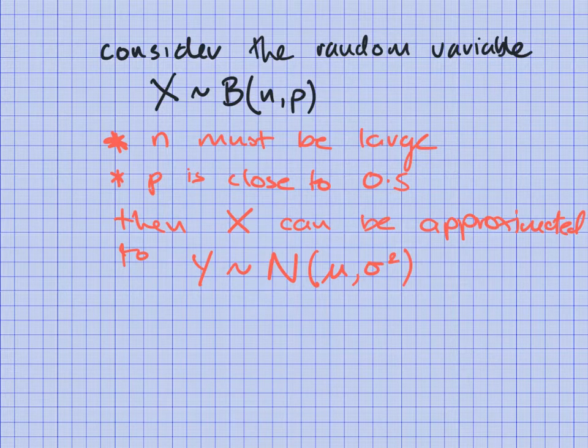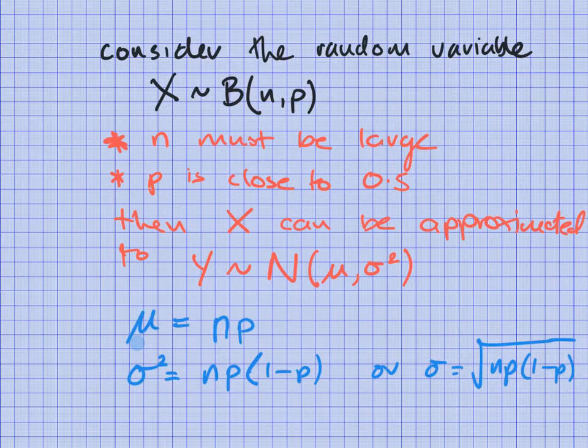But we need to have mu equal to np, so that's the number of trials times the probability of success, and the variance, sigma squared, is n times p times (1 minus p). Or to put that another way, sigma, the standard deviation, is the square root of that.